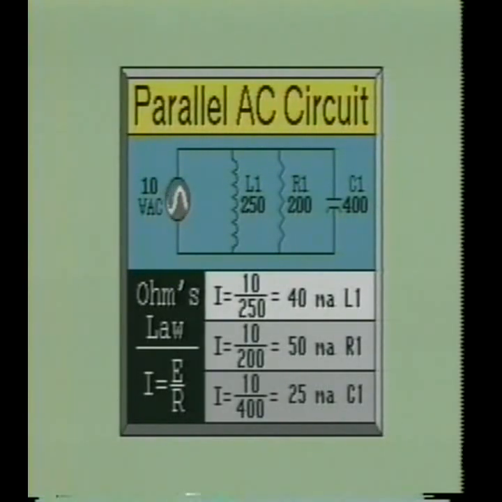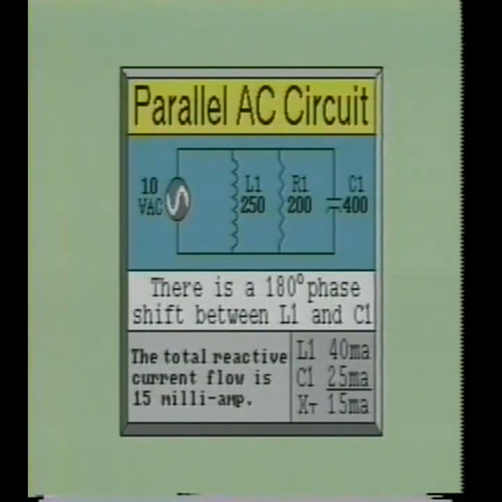We see that there are 40 milliamps of current flowing through the inductive branch, 50 milliamps of current flowing through the resistive branch, and 25 milliamps of current flowing through the capacitive branch. Since the current flowing through the inductive branch and the capacitive branch are 180 degrees out of phase, we must subtract the smaller current from the larger current. This shows the total reactive current flow is 15 milliamps.